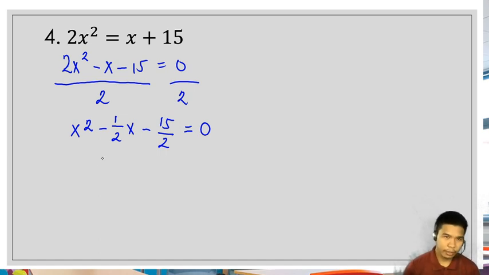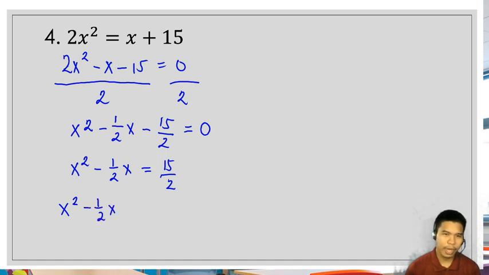Okay, and then we can proceed now with transferring yung negative 15 over 2 sa other side. So, magiging x squared minus 1 half x equal to 15 over 2. Positive na siya. After that, gagawin na natin itong perfect square trinomial. So, to do that, copy nyo lang muna x squared minus 1 half x.